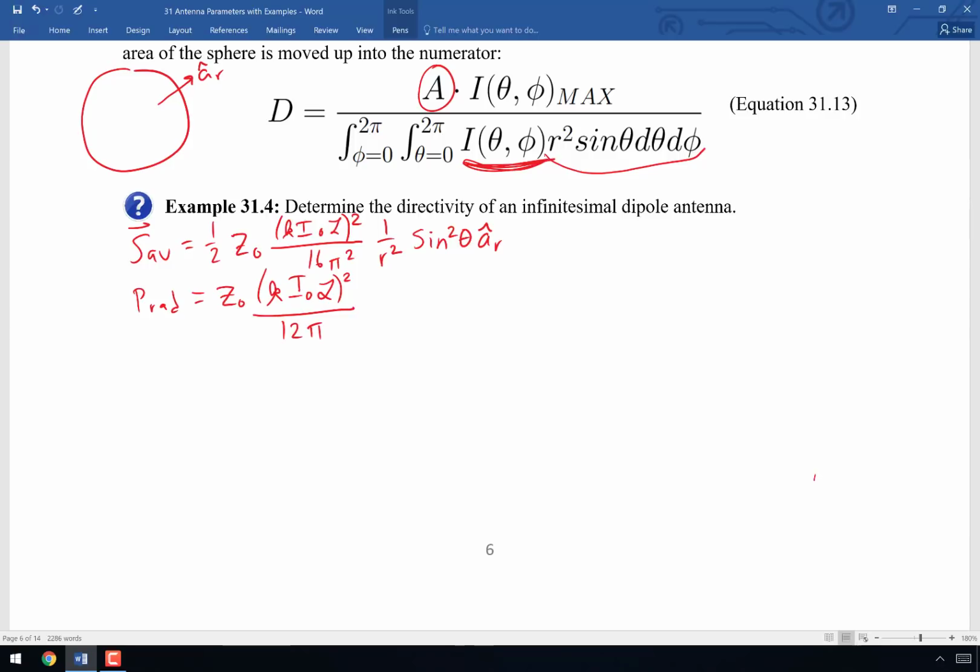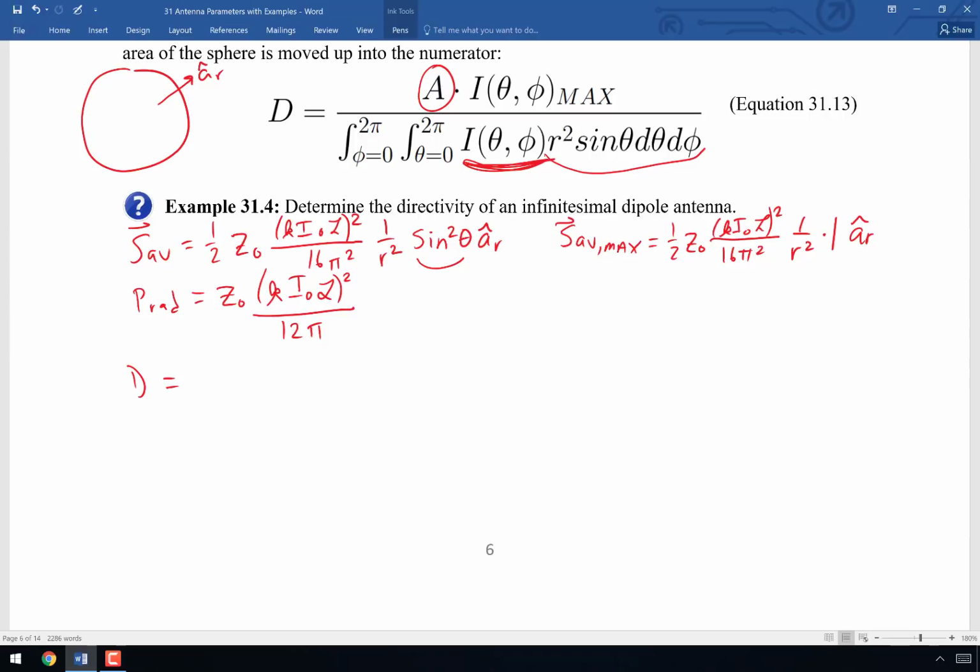And we can ask, what is the maximum value of the Poynting vector, S sub AV comma max? The only thing that varies in here with theta is the sine squared theta, and the maximum value that sine of theta can take on is 1. So I'm going to leave everything else the same: 1/2 Z sub 0, k, (I sub 0 L) squared over 16 pi squared, times 1 over r squared, times 1. That's the maximum value that S av can take on, and that's still in the a sub r direction. Now I want to figure out the directivity.